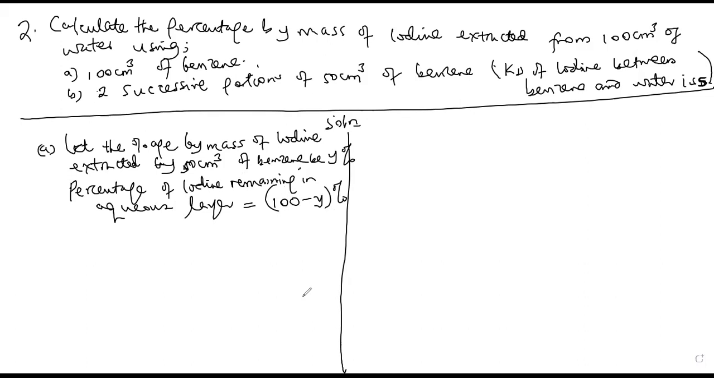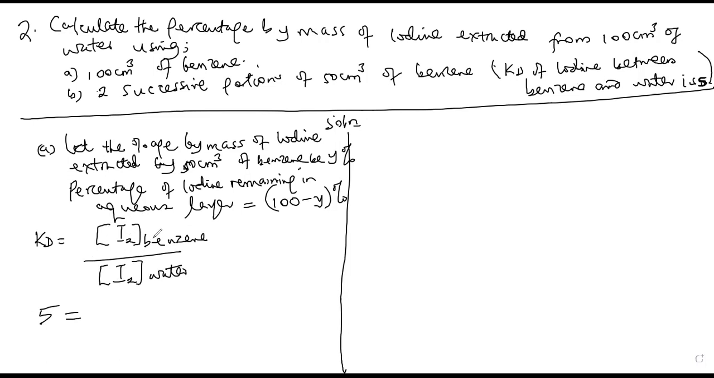Meaning here, it would mean that Kd will be equal to the concentration of iodine. They said between benzene and water, so we shall have benzene first, over the concentration of iodine in water. Kd is 5.